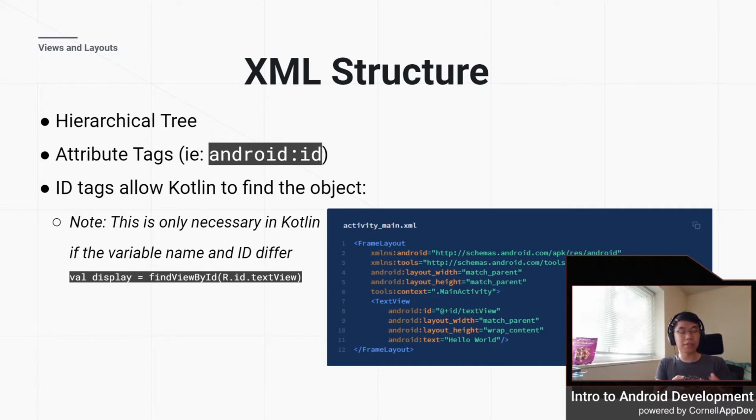ID tags allow Kotlin to define the object. If you're willing to use the same name that you have in the ID, then you can just type in the variable, the ID name, and Kotlin has already bound it as the variable name. If you want it to be something different, do val or var display equals findViewById, which is the command you call, and then you put in whatever is the ID. So here we have the ID text view, and if you find that ID and set it to display, display will become a pointer to that text view and a way to manipulate anything in it.